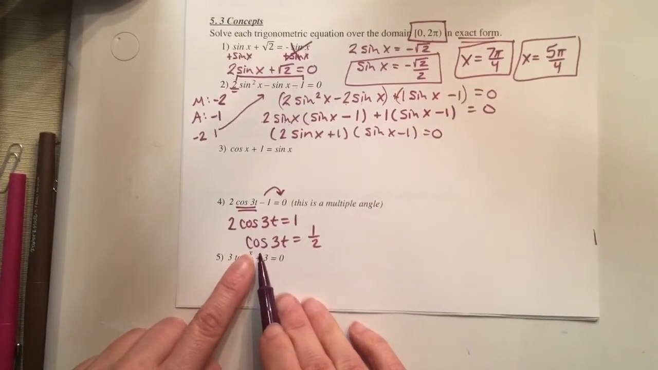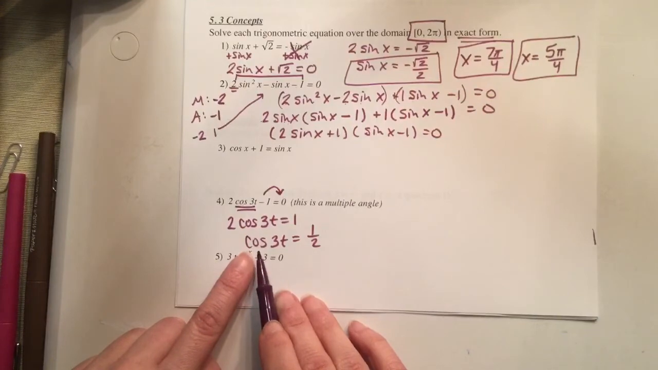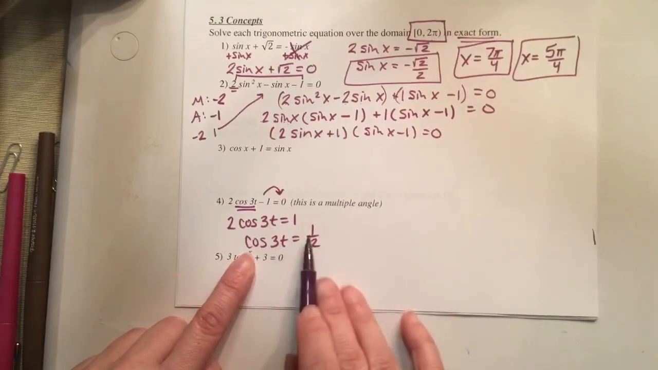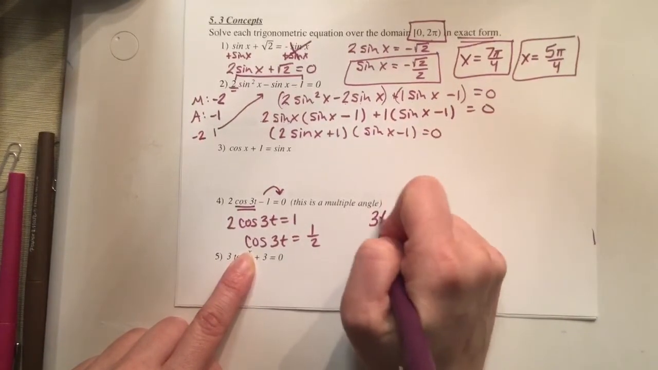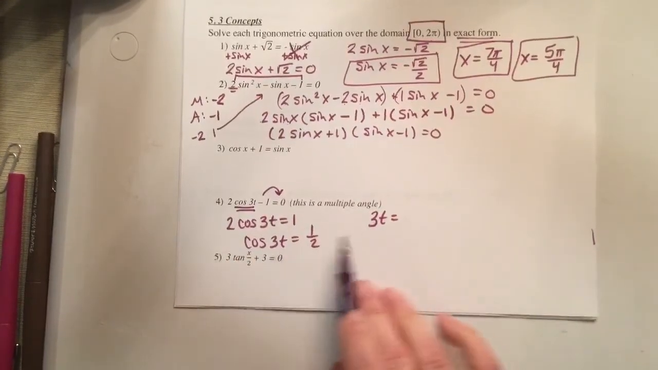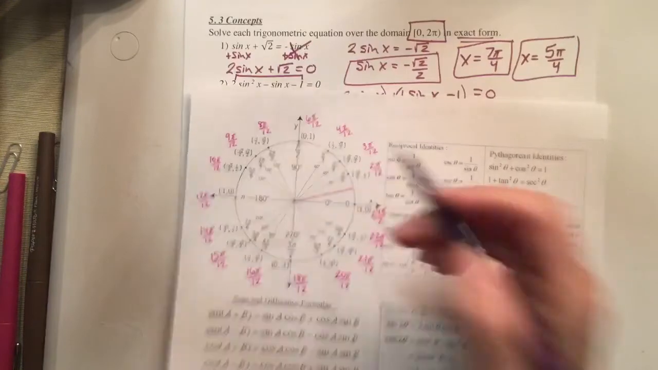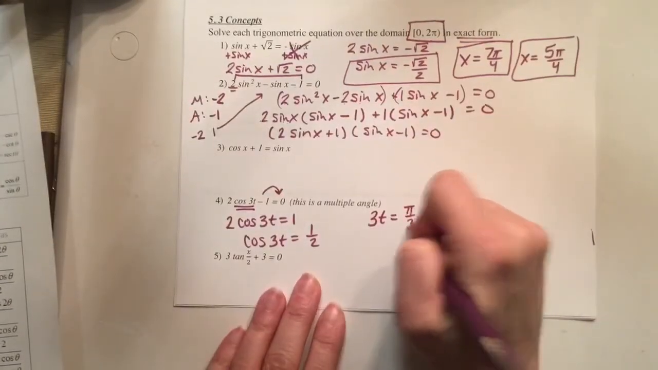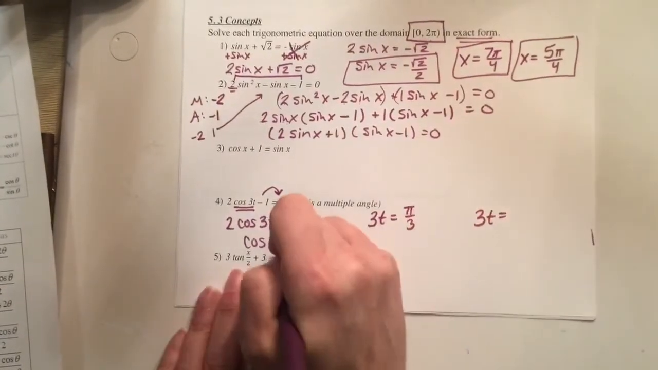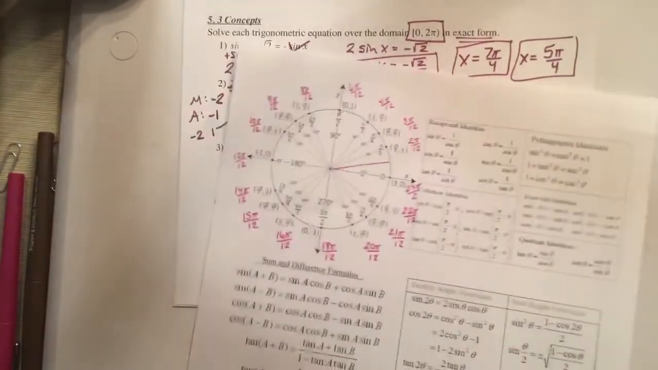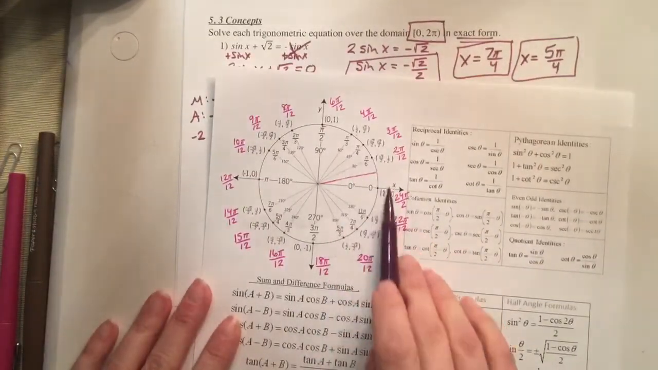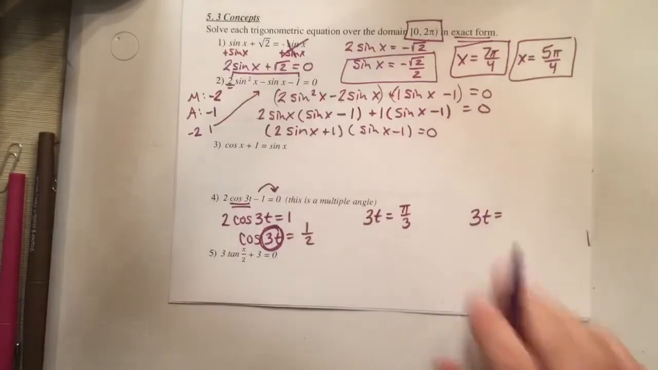I go to the unit circle at this point, and I find where the cosine is equal to 1/2. But instead of saying that t equals that, it's 3t. So cosine, the x value, is 1/2 at pi over 3. There's another one, 3t, and I got it from right here. Where does the cosine, the x value, equal 1/2? 5 pi over 3.